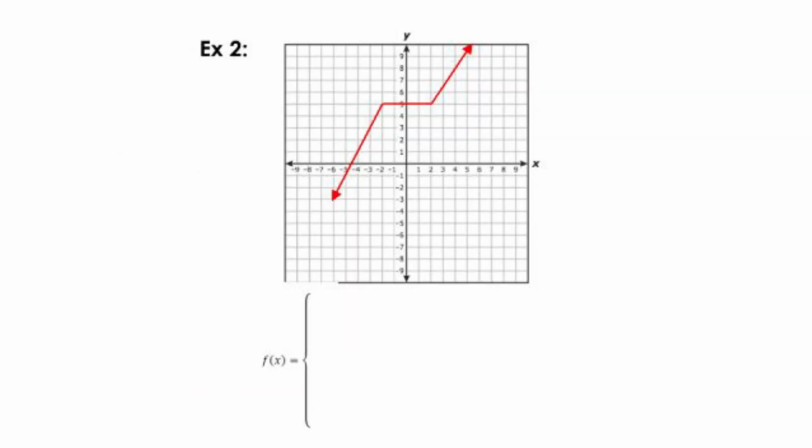All right, moving on, we have a graph drawn for us, but now we're going to write the piecewise function. So there are actually two things that you're going to need to do when you're looking at a piecewise function graph. The first thing that you need to know how to do is how to evaluate.